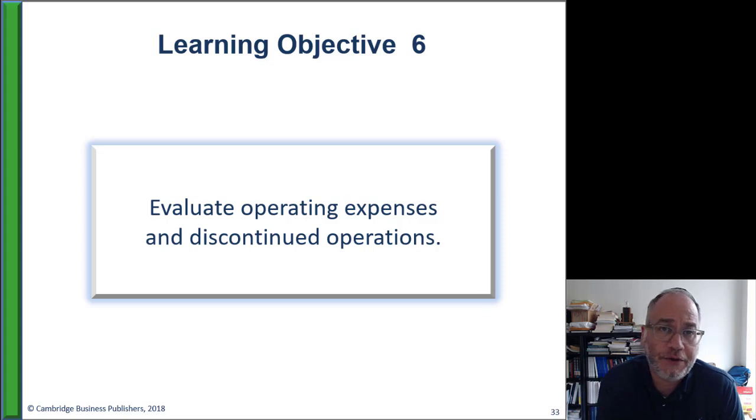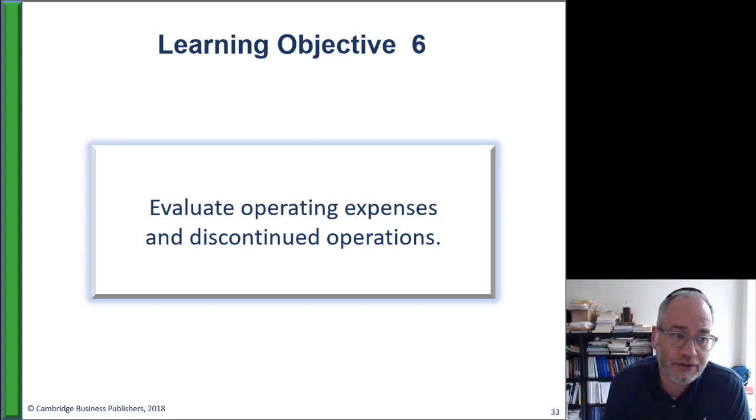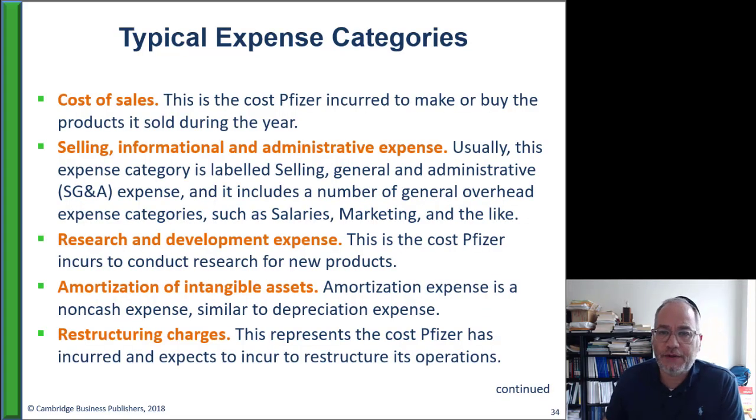Now that we've talked about revenue recognition and accounts receivable, let's talk a little bit about some of the other expenses and also about discontinued operations. And it's important to understand how numbers are calculated in order to understand how to use those figures when we're doing financial statement analysis. So these are some typical expense categories that we have.